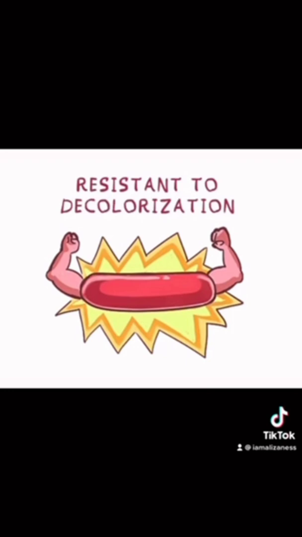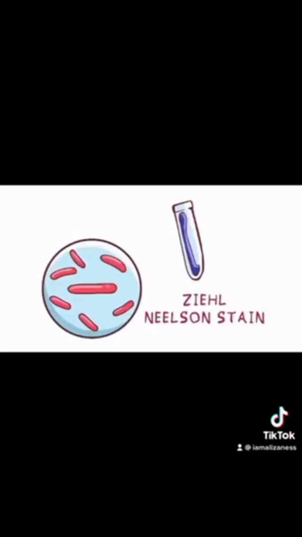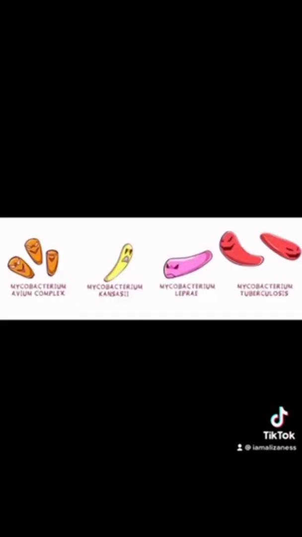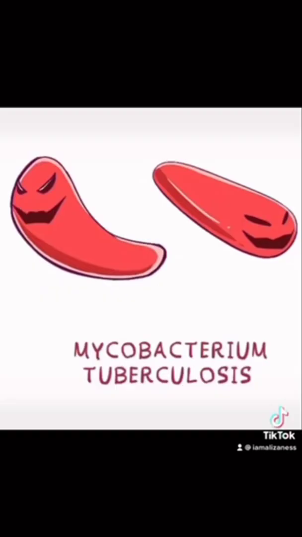Mycobacteria are also called acid-fast. This is because they are resistant to decolorization by acid after staining with carbolfuchsin, therefore they gram-stain poorly. So what do we use to stain them? We use something called Ziehl-Neelsen stain. This stain is used to detect mycobacteria, especially TB, out of all Mycobacterium species, namely Mycobacterium avium complex, Mycobacterium kansasii, Mycobacterium leprae, and Mycobacterium tuberculosis. TB is the most important one and the one we will be discussing today.